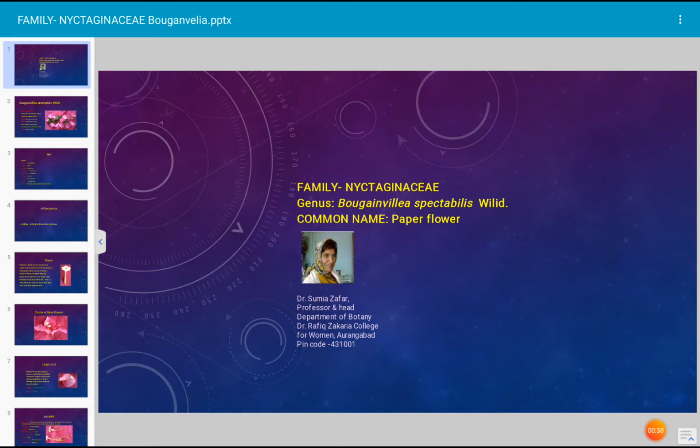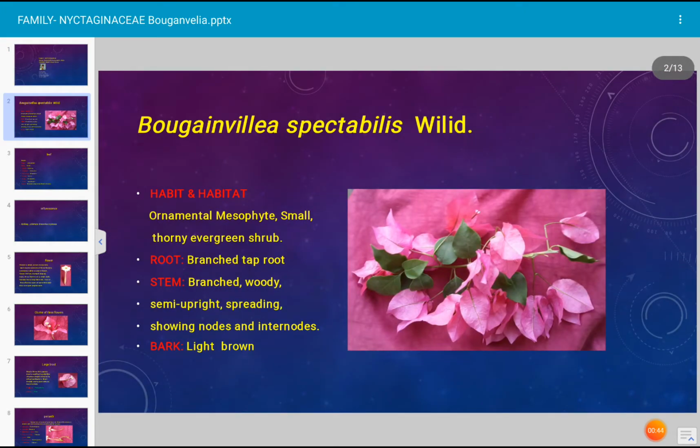The plant is tall and scrambles over other plants. That means it climbs over other plants with its spiky thorns. It is commonly called paper flower, as I told you, because the bracts are thin and papery. This is the reason.